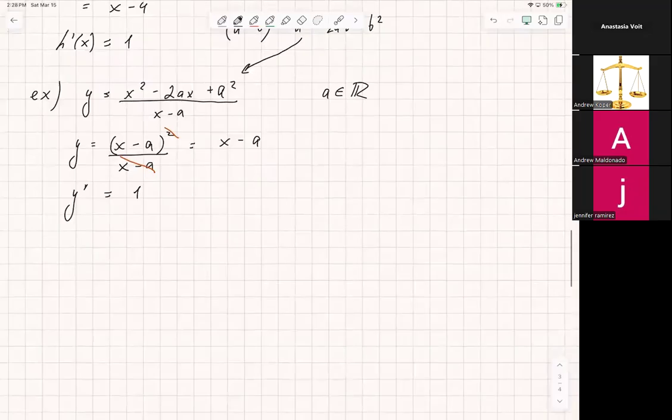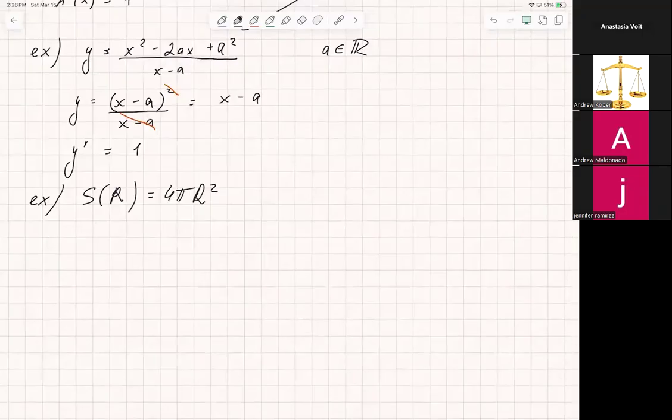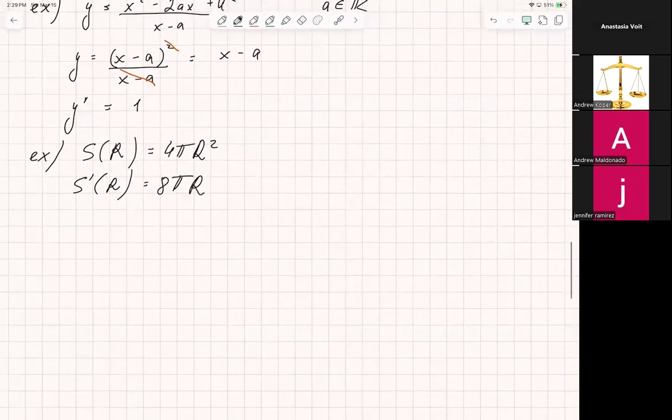Okay, now another example is more from physics. So we have S of r equals 4 pi r squared, and we need to find S prime of r. 4 pi is just a coefficient, and we are taking the derivative with respect to r. So we need to bring down this 2. We have 4 times 2, that's 8 pi, and r now will be with a power one less than 2, which is just 1. So this is our answer for this problem.